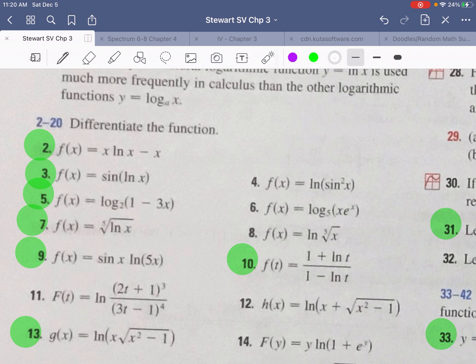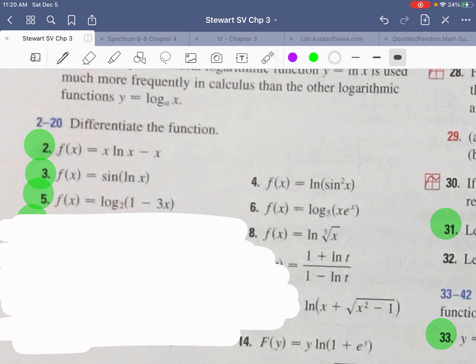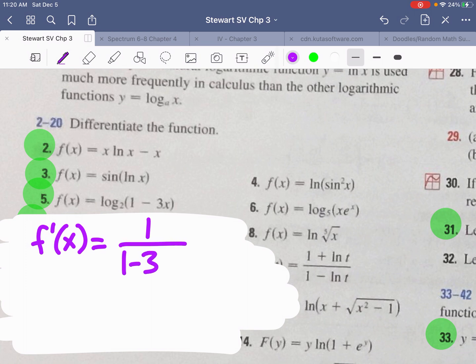So, you know what? I'm going to go with number 5 here first. So if I've got log base 2 of 1 minus 3x, what that's going to come out to be, the derivative, f prime of x, would be 1 over what I have inside of my logarithm. Now I need to take that times the natural log of the base, which was 2.